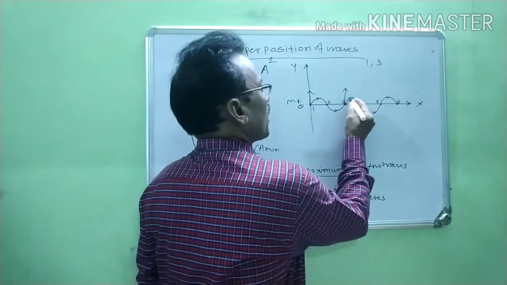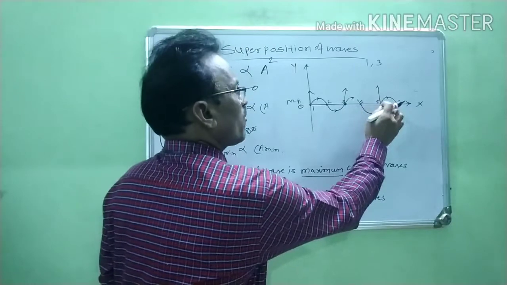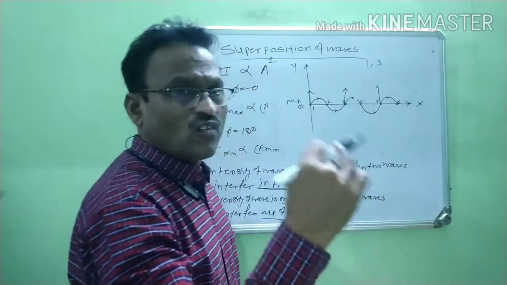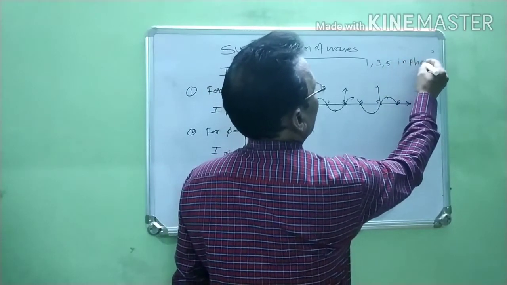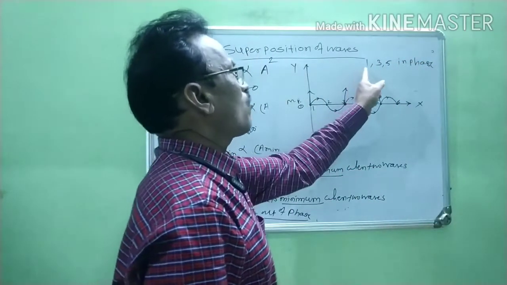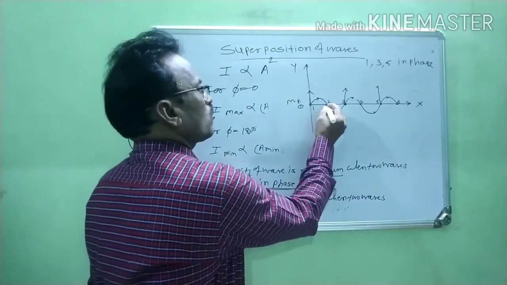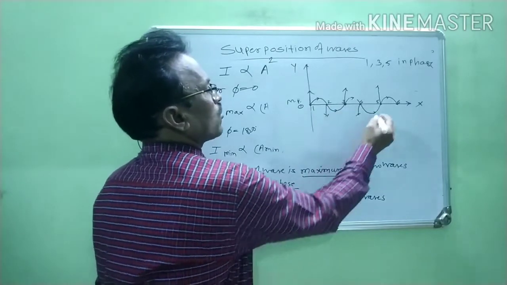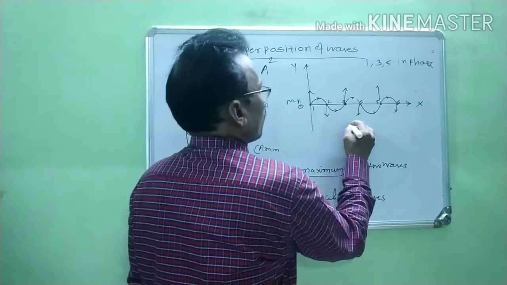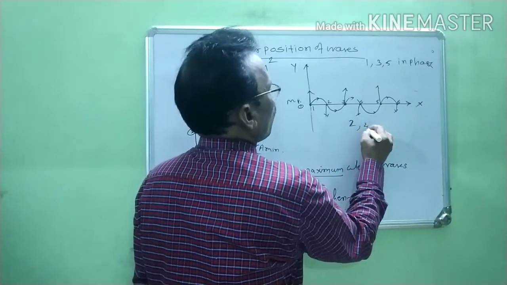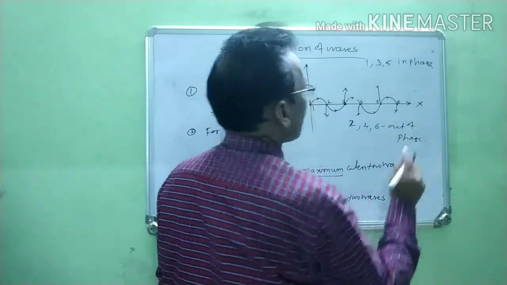Again, at the same time, this wave reaches this point, and again this particle vibrates in this direction. Therefore, 3 and 5 are also in phase. Therefore, 1, 3, 5 are in phase. Right? Now, the remaining particles, second, fourth, sixth, are not in phase. Therefore, we say that 2, 4, 6 are known as out of phase.